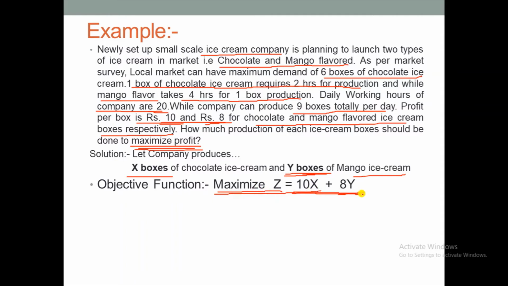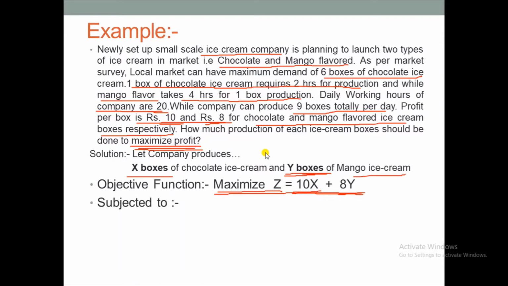This is what the first step was. The second step is going to be to decide the constraints, because the more boxes the company produces, the more profit it will make. But it is not as simple as that, because there are going to be some restrictions, and the restrictions are given here: the market can accommodate only 6 boxes of chocolate ice cream. Then again, one box of chocolate ice cream requires 2 hours of production. For a mango box, it requires 4 hours of production. So that is going to be the limitation for the particular boxes.